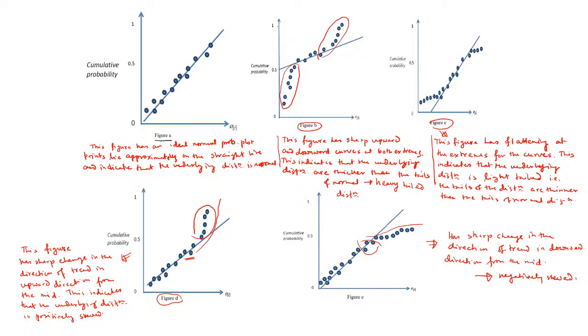Therefore, some experience and expertise is required to interpret the normal probability plot, because samples taken from a normal distribution will not plot exactly as a straight line. Okay.